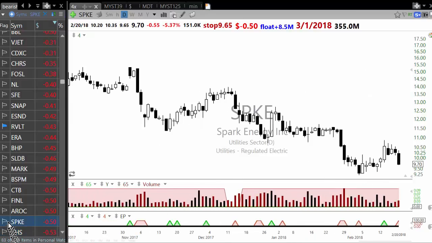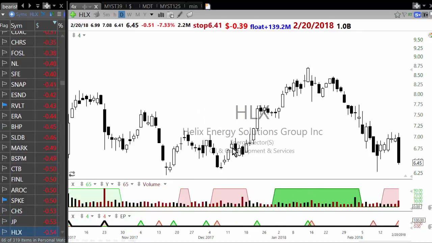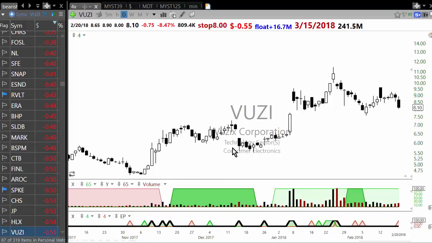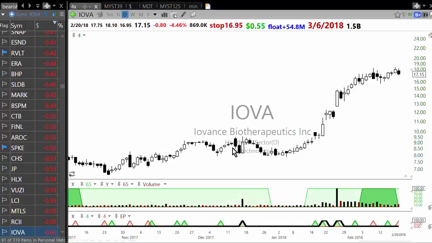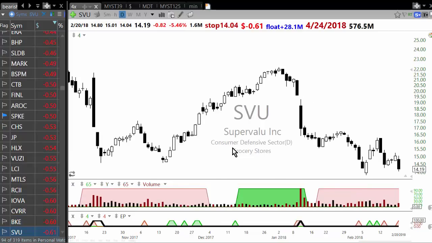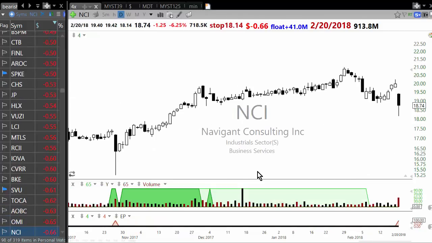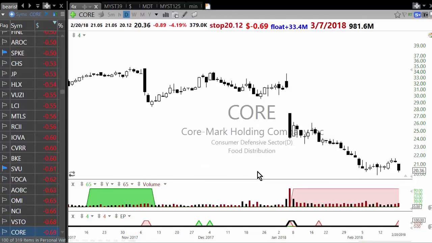Now here again, SPKE, this can work. It's a utility, so Chico's fashion. When shorting, stocks near the high make a better short candidate than near the low, because there are a lot of deep buyers, value investors, who will buy near the 52-week low. So when a stock is breaking down, not necessarily it follows through. In fact, it can bounce back very hard.